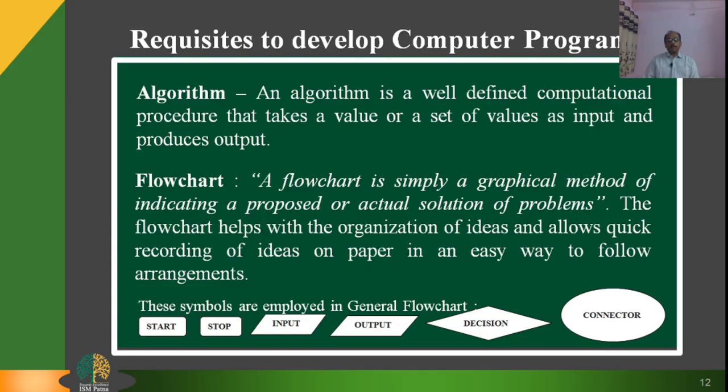So, we use algorithm. The another step which requires prior of coding, that is flowchart. A flowchart is simply a graphical method of indicating a proposed or actual solution of problem. A correctly drawn flowchart allows the actual computer programming to be accomplished with much greater ease.